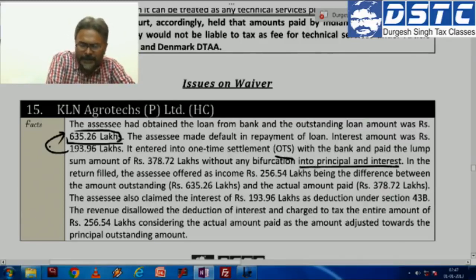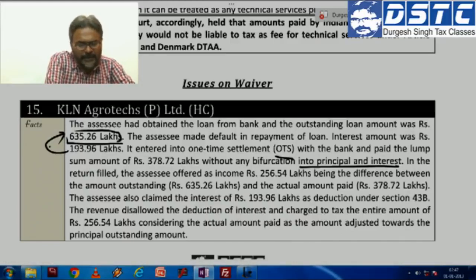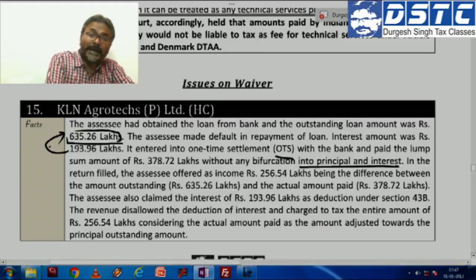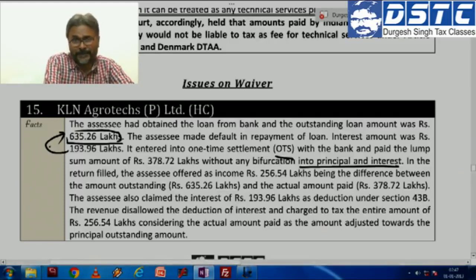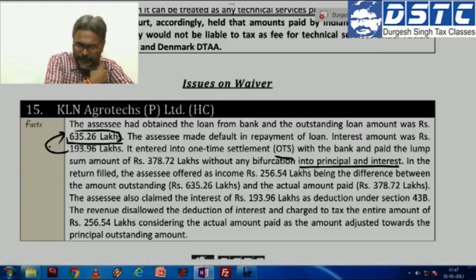So accordingly, this was the bifurcation being made, without any bifurcation into principal and interest. In the return filed, the assessee offered as income rupees 256.52. What is this amount all about? It is the difference between 635.26, which includes the interest part, and the one-time amount that he has paid, 378.72.